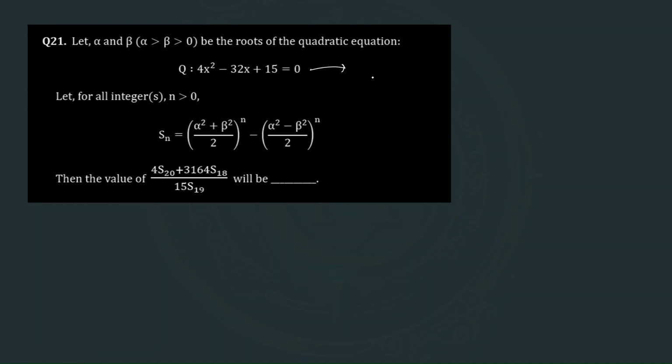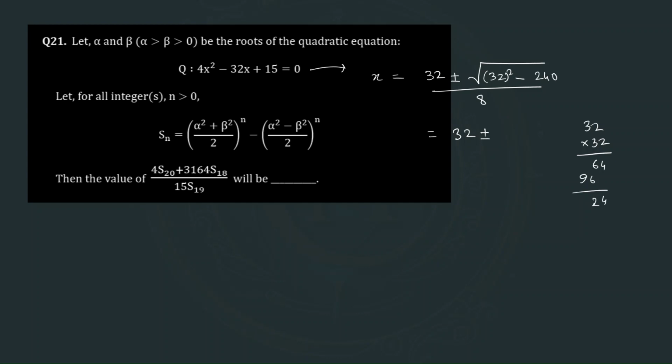So we can write this as x equal to 32 plus minus root under 32 whole square minus 4 times 60, so 240, divided by 8. So it comes out to be this. If we calculate, 32 times 32 will be 1024. So 1024 minus 240 will give us root under 784 divided by 8.